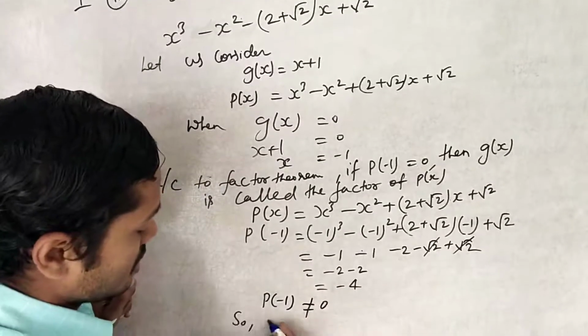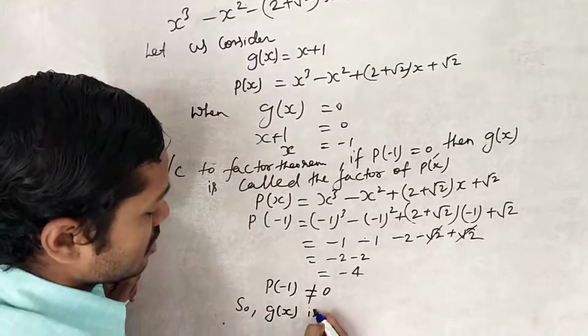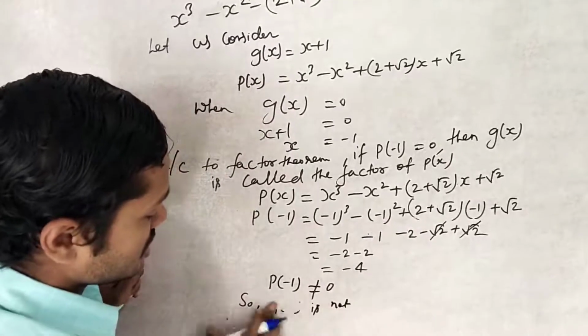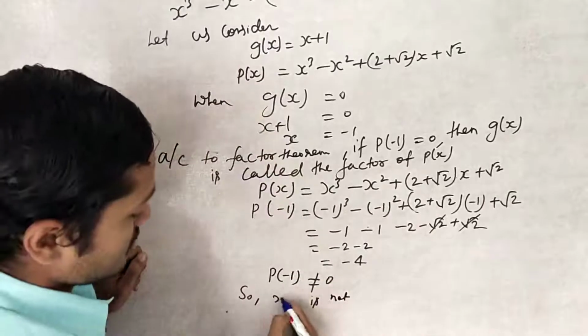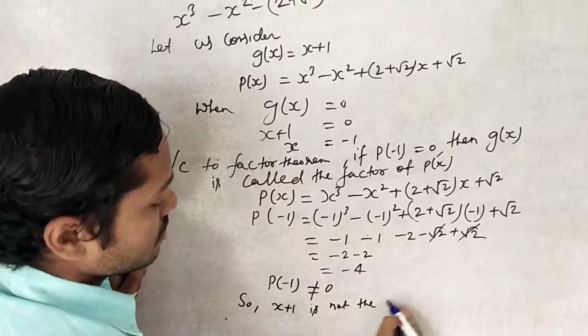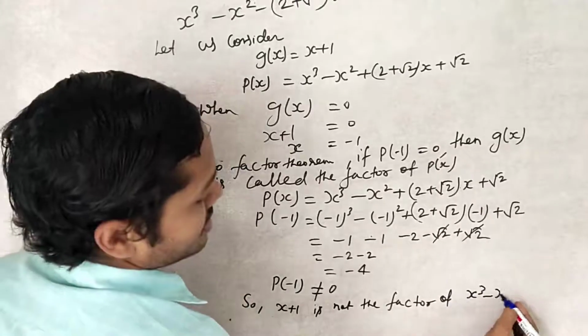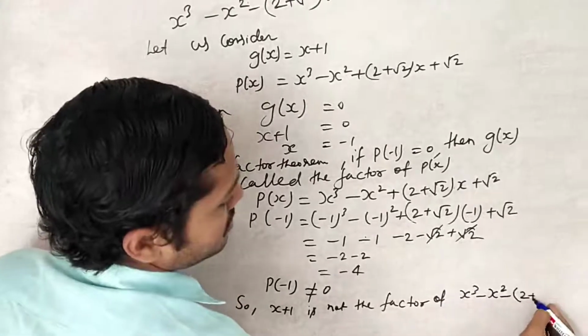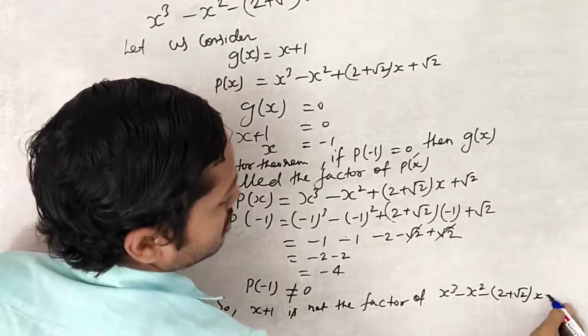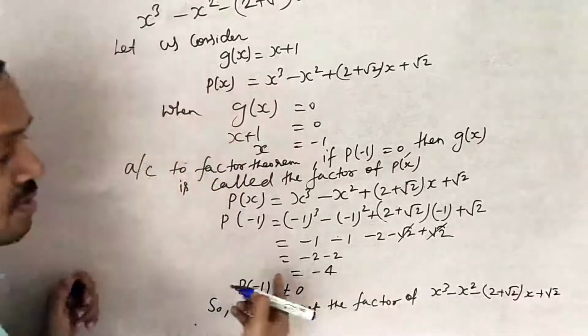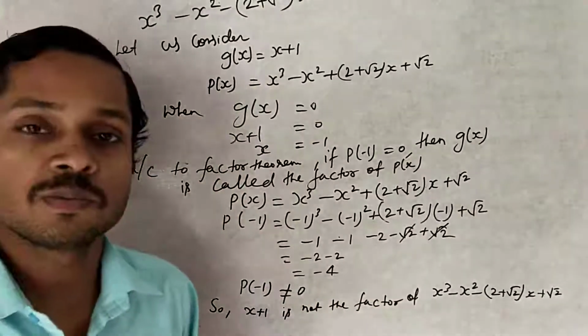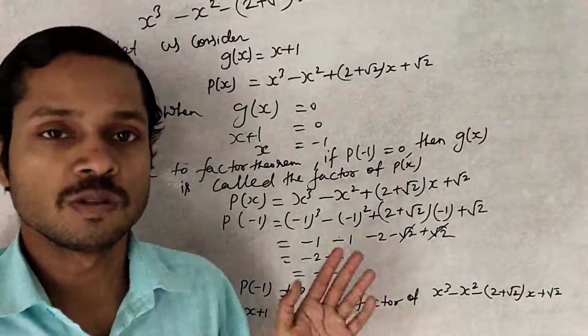So g(x), you can write, x plus 1 is not a factor of x cube minus x square minus (2 plus root 2) x plus root 2. I told you that when it was equal to 0 then it was possible, not equal to 0, not possible. Question number 1 is over.